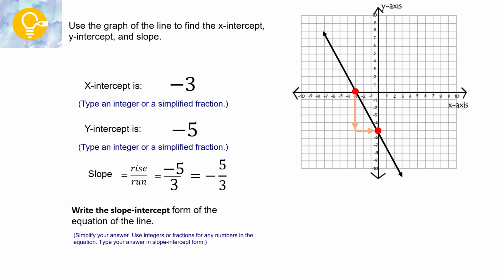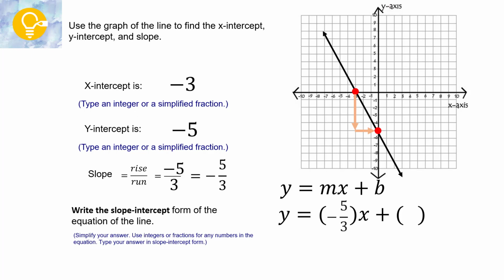Write the slope-intercept form of the equation of the line. Simplify your answer using integers or fractions for any numbers in the equation. Type your answer in slope-intercept form. Remember, slope-intercept form is y equals mx plus b, where m is your slope and b is your y-intercept. It's not too bad with this one because we already know the slope is negative 5/3 and the y-intercept is negative 5. So our answer is y equals negative 5/3 x minus 5.